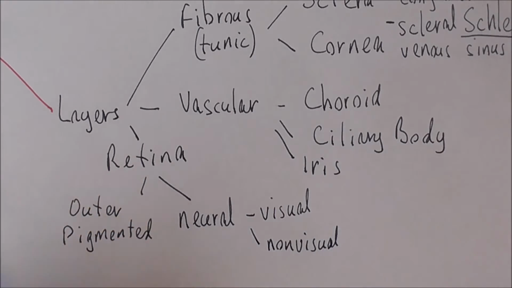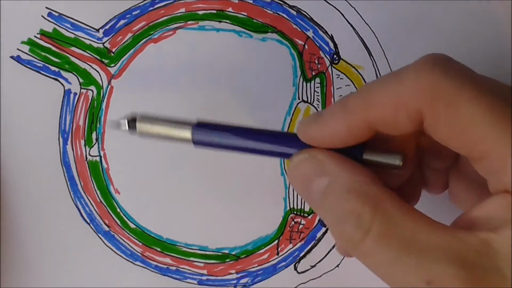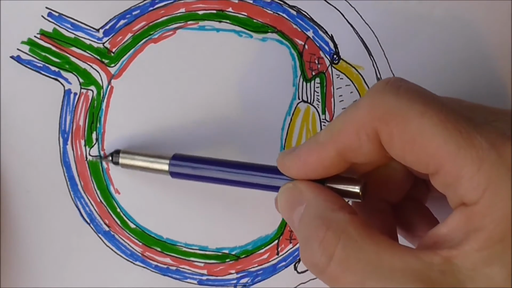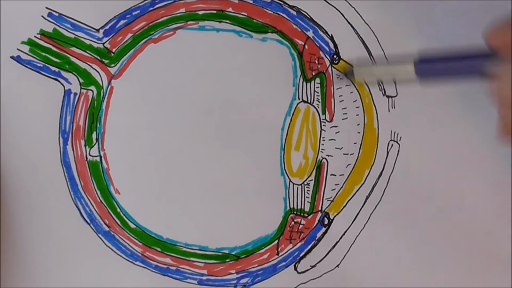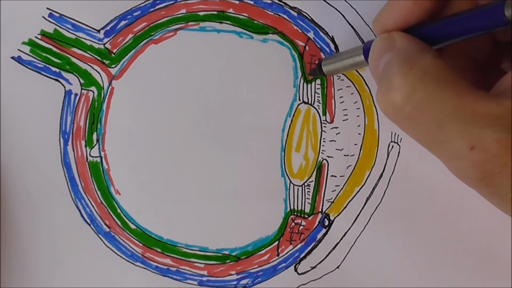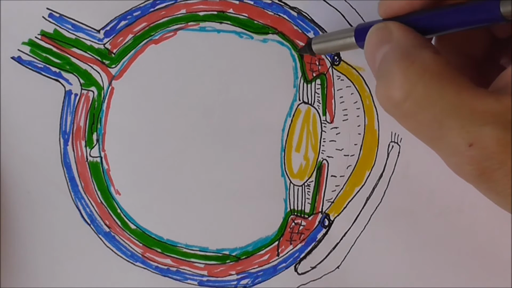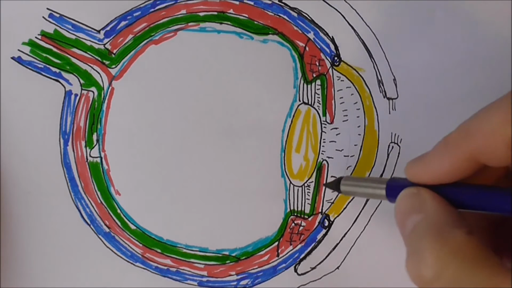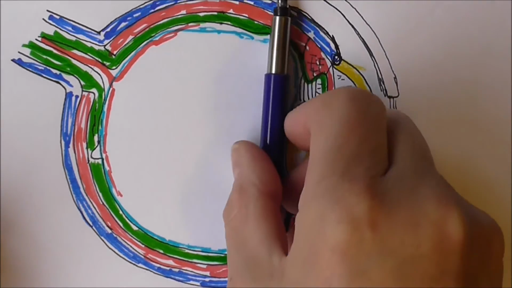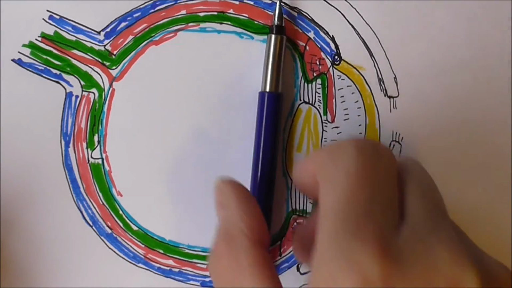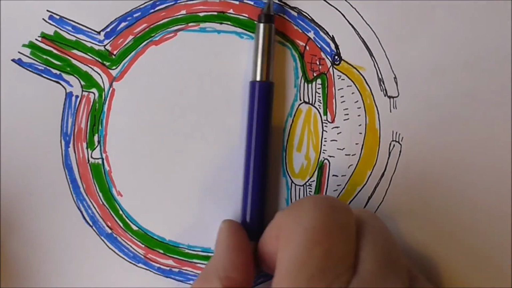It's still neural, but it's non-visual. Now what happens actually is the pigmented layer is all the way around. It's the basal layer of this green bit. And it goes forward to line the inside of the ciliary bodies in the iris. And actually there's a very thin layer of neural tissue on top of this anterior part of the retina here. But the larger area of the retina from here backwards is the visual retina.